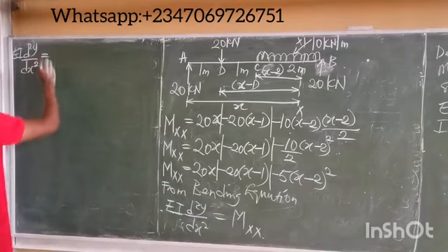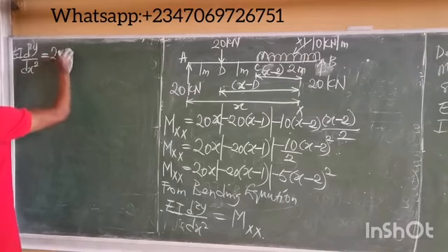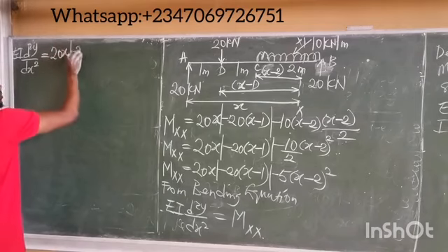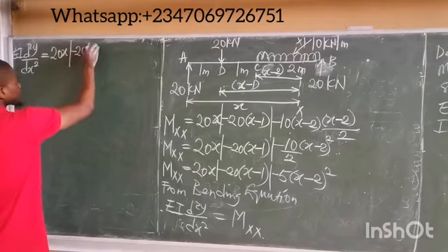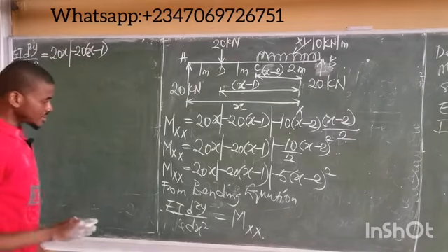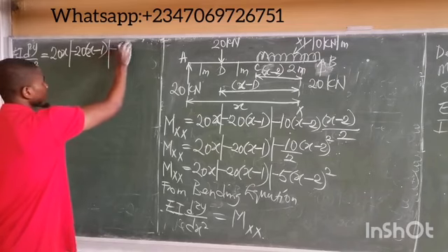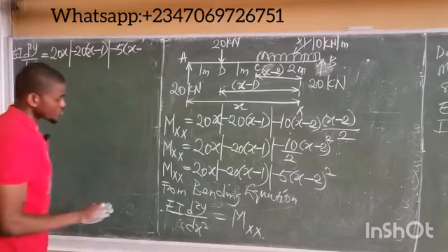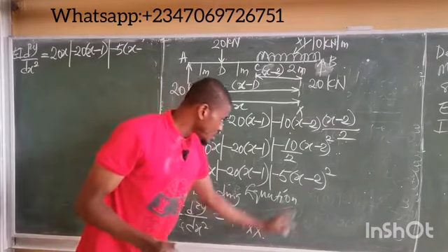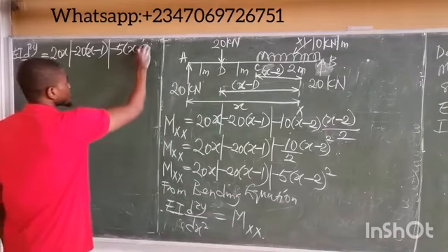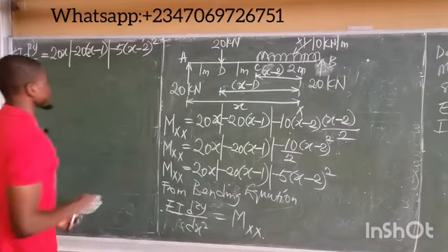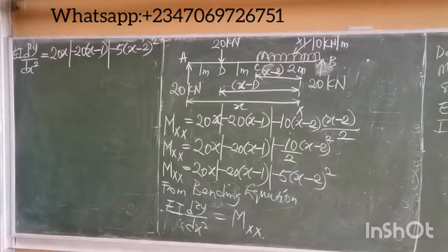That's simply 20x, Macaulay's bracket, minus 20 into x minus 1, Macaulay's bracket, minus 5 into x minus 2, Macaulay's bracket, all squared. All right, so we'll have this. So to obtain the slope equation, we integrate.